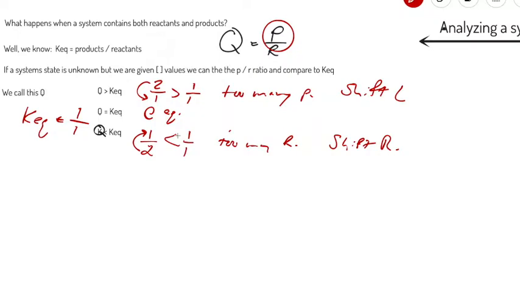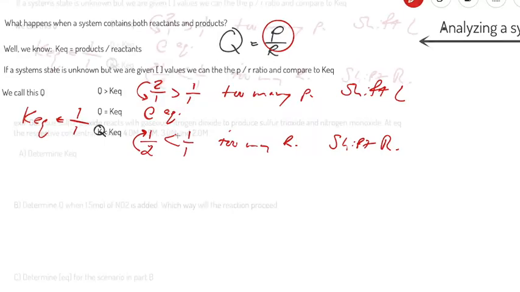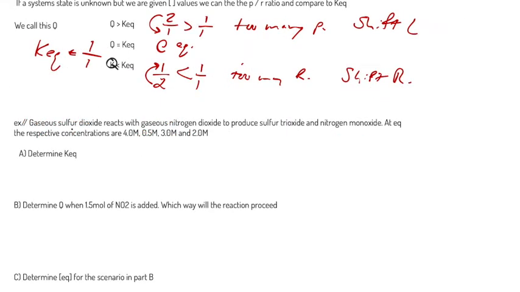Now we'll take a look at an example. Gaseous sulfur dioxide reacts with gaseous nitrogen dioxide to produce sulfur trioxide and nitrogen monoxide. At equilibrium, the respective concentrations are 4 molar, 0.5 molar, 3 molar, and 2 molar. Part A, determine the KEQ. KEQ is still products over reactants, but we're not quite sure of our products and reactants, so we're going to take a minute and write this out as a chemical equation.